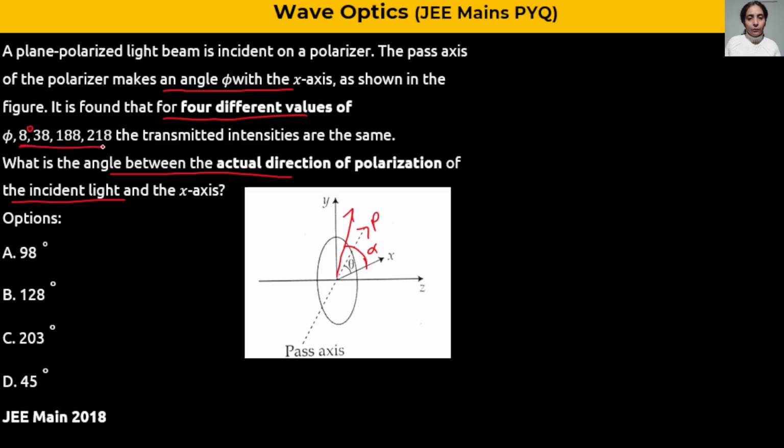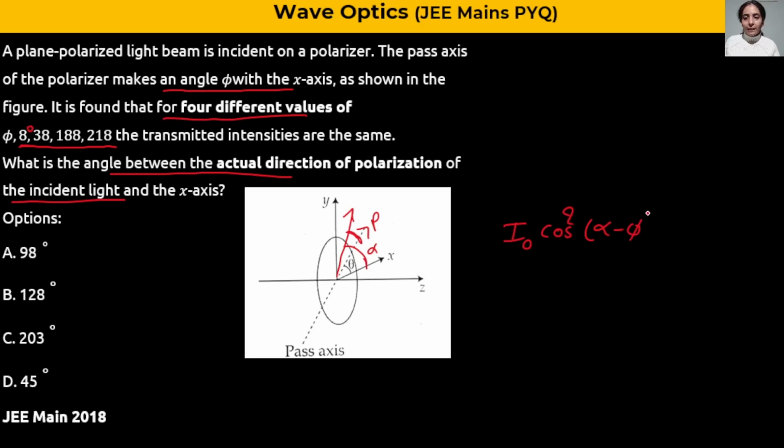And it is given in the question, ये चार वैल्यू ऑफ फाई के लिए इंटेंसिटी सेम है, that is coming out of the polaroid. So intensity coming out will be equal to I naught cos square theta, and cos square alpha you will say. No, not alpha, the angle that this electric field vector is making with the pass axis. So ये कितना एंगल बना रहा है आप देख लो. This is phi, this is alpha, so this angle is alpha minus phi.